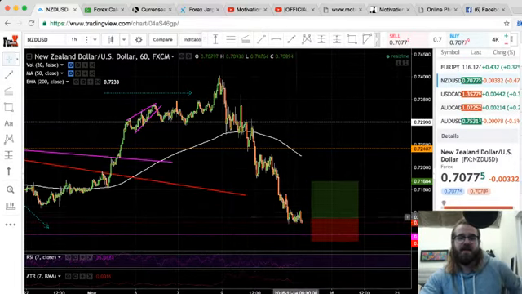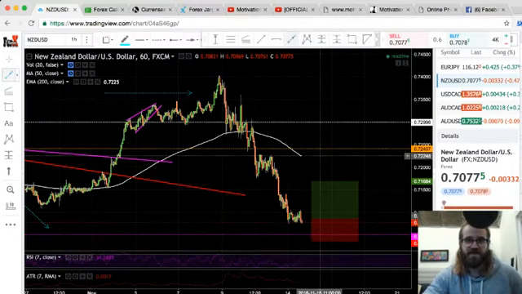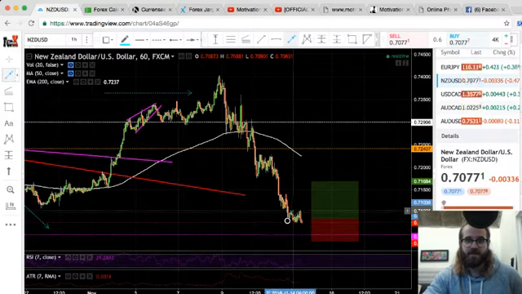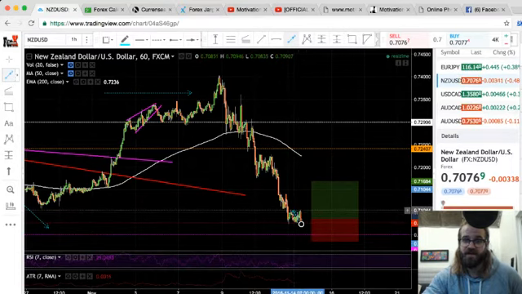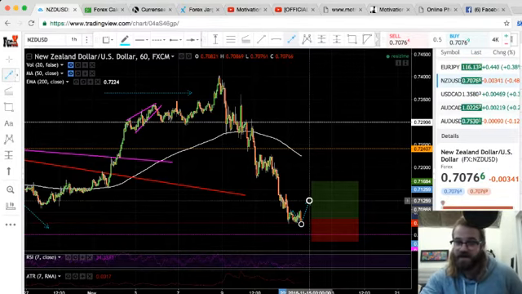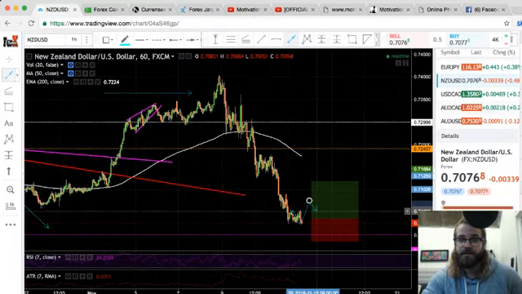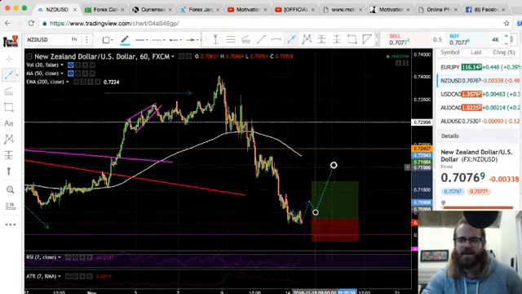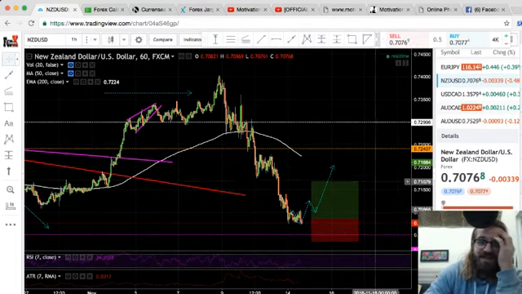This is kind of like the rejection I was talking about on the euro dollar. You can see that we did get the double bottom here. We haven't gone and closed above the double bottom, so you might want to wait for the push to the upside, but note that you're not gonna get the same risk reward as if you're gonna take the trade right now. So I'm not gonna be placing a trade on the euro or the New Zealand just yet.